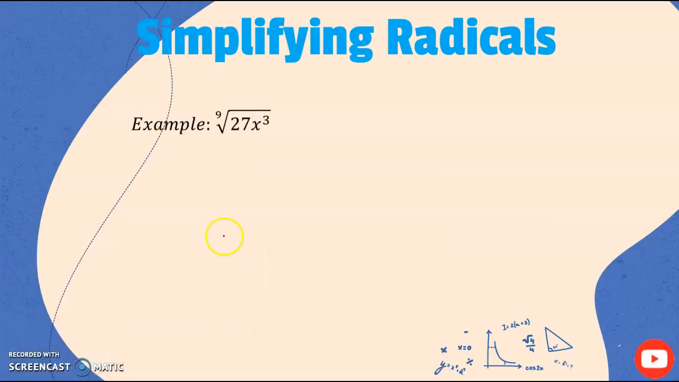Next example, 9th root of 27x cubed. Basically, we can also apply one of the properties from earlier, the nth root of nth root of a. You can rewind the video to look at that part. What happened here is I separated the two, because the factors of 9 are 3 and 3.